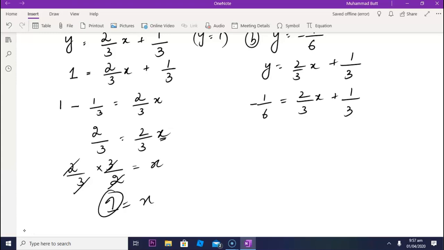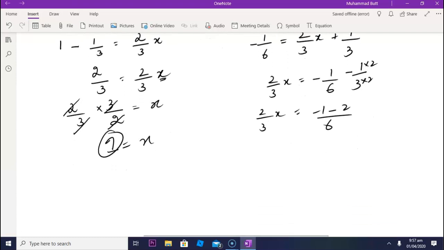1 by 3 is being added over here. When it is shifted to the other side, it will be subtracted. We'll make the denominator the same. So it will be minus 1 minus 2 by 6. 2 by 3x equals minus 3 by 6. 3 ones are 3, 3 2s are 6.